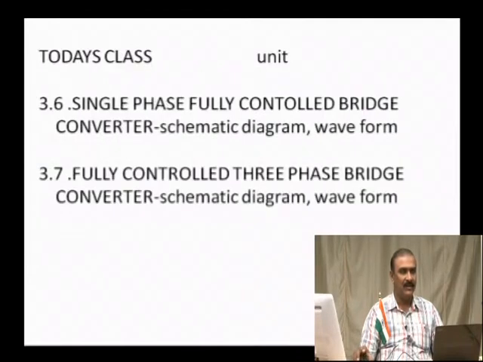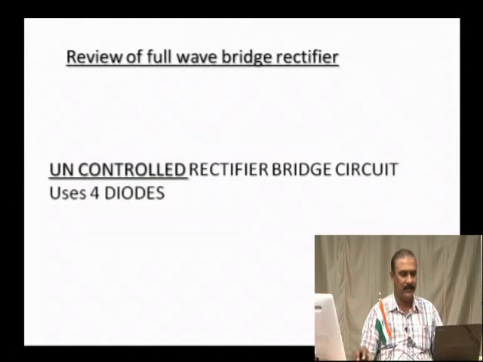So, in today's class I am covering only these two units, that is 3.6 in your syllabus, single phase fully controlled bridge converter, the schematic diagram of that and waveform pertaining to this fully controlled bridge converter. The second one is fully controlled three phase bridge converter, its schematic diagram and its waveform. So, these two units I am going to cover. So, this finishes chapter number 3 in your syllabus.